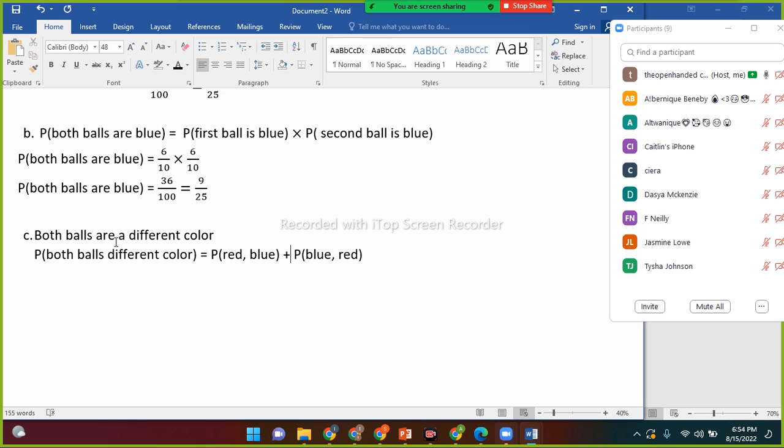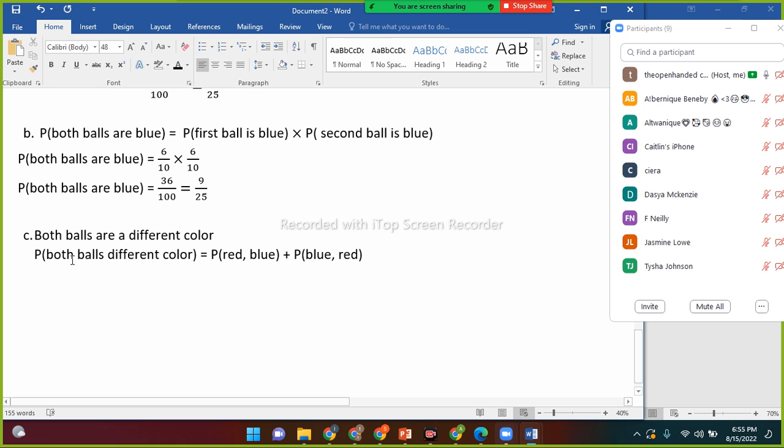And this is very important. This is an important distinction right now. Here we're looking for both balls having a different color. Remember, there's two ways that could actually happen. So it's two options. Every time you have two options, you're dealing with or. So the first one could be red, blue. That means the first one you take is red, the second one you take is blue, or the first one you take is blue, and the second one you take is red.